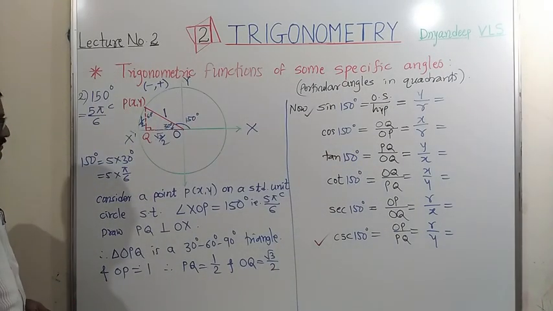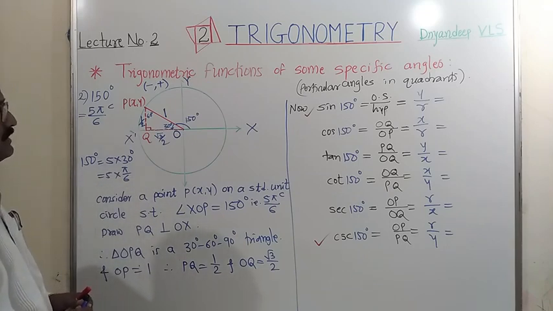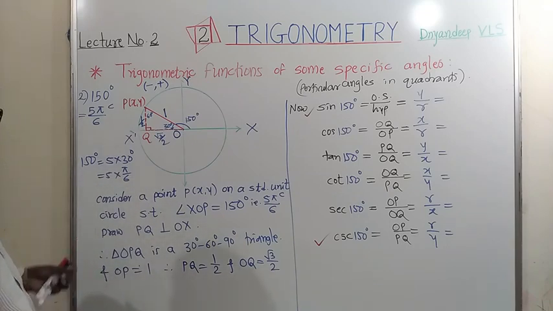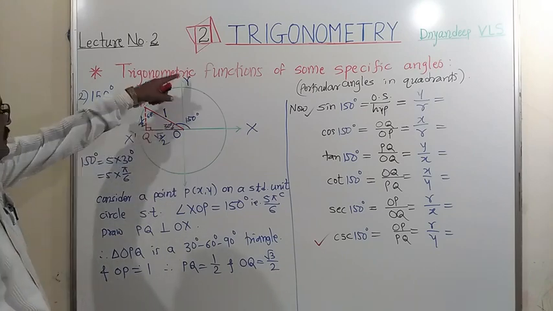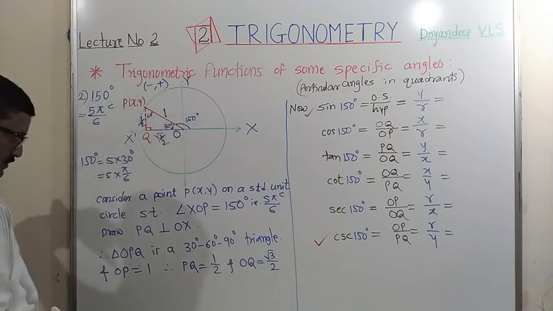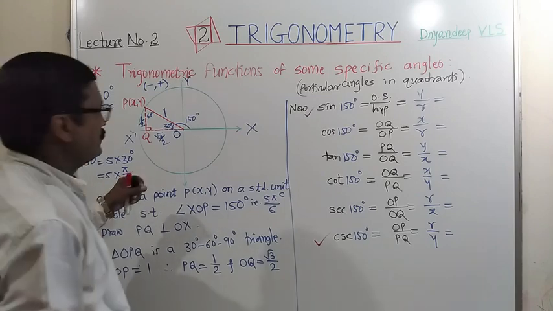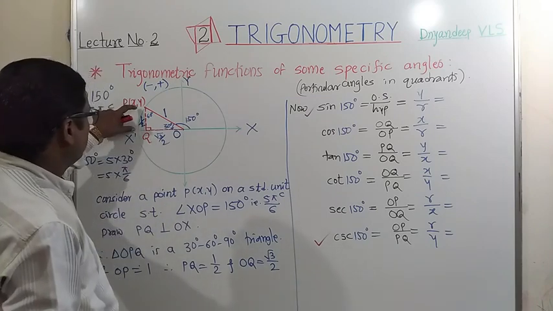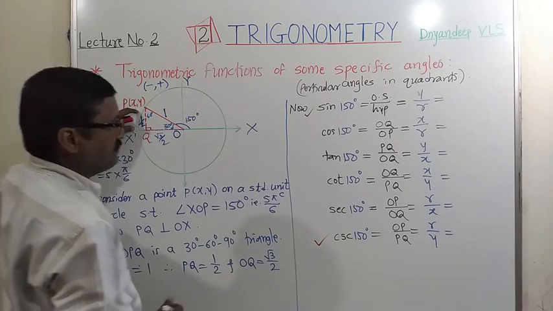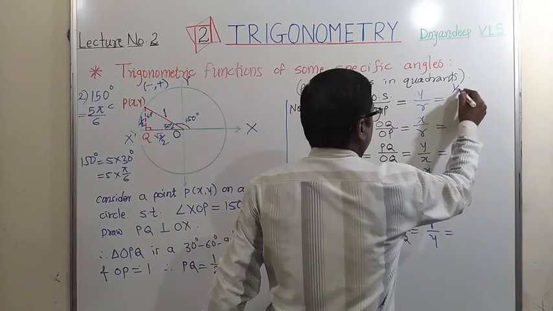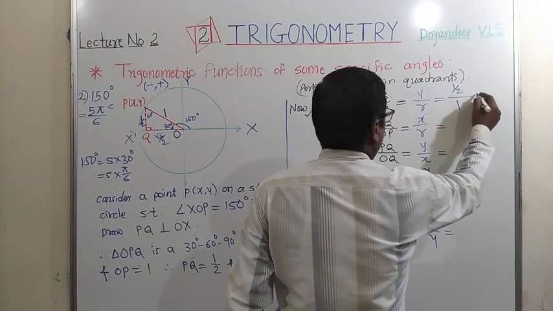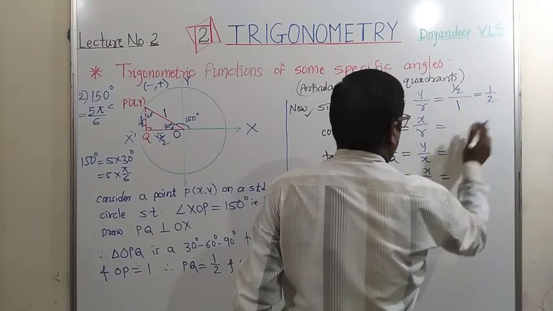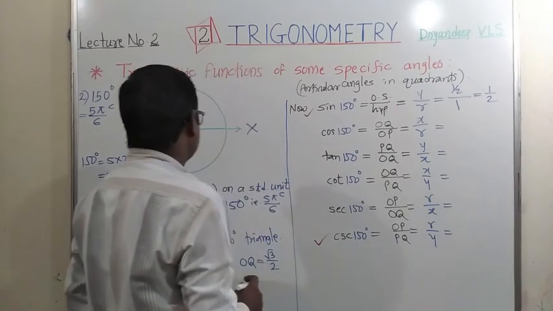Now let us write the values of trigonometric functions. Here the sin 150 is y upon r. Here x is negative, y is positive. So this y is positive, that is half, and r is 1, it is always positive. So answer is half.